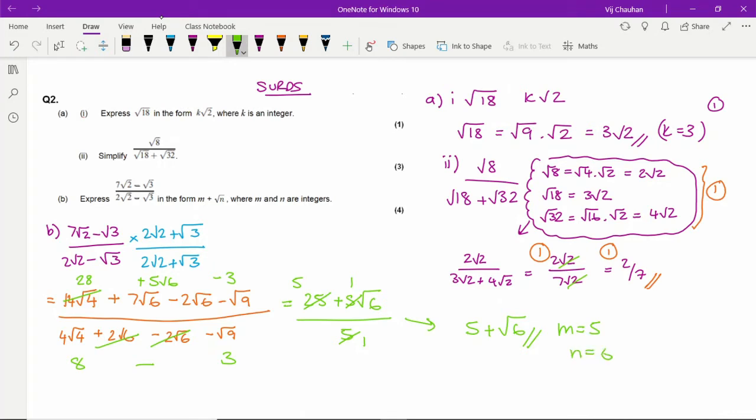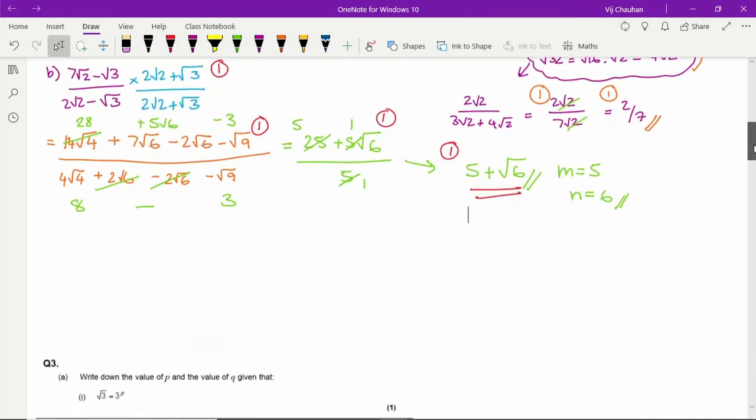So where the 4 marks for this particular question will come from, let's use a colour I've not used. Let's go for red. You get 1 mark for multiplying both the numerator and denominator, 1 mark for expanding out the brackets, 1 mark for having 25 plus 5 root 6 over 5, and then 1 mark for your final answer of 5 plus root 6, giving you a total of 4 marks.